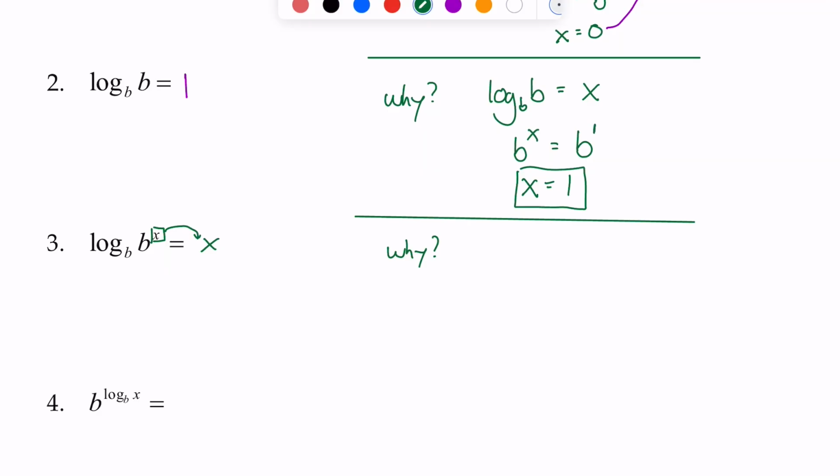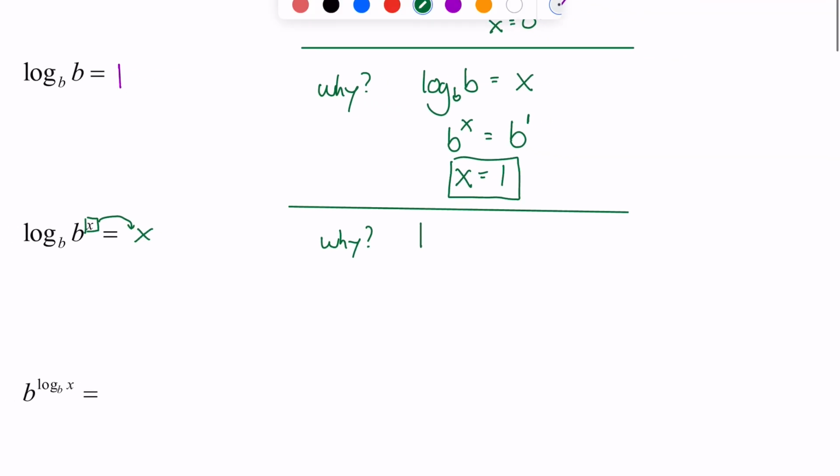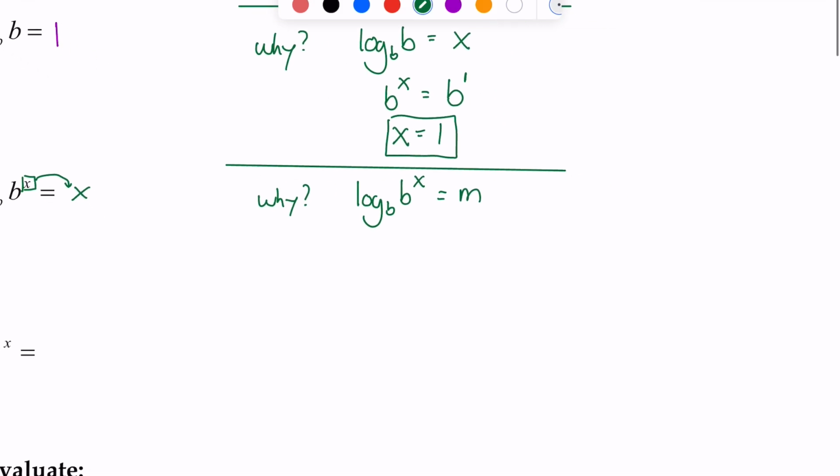Well, let's look. If I write my left side, log b to the x, I have to set it to some unknown. I've already used the variable x, so I'm just going to use m. Now rewrite it as an exponent: b to the power of m is equal to the inside of your logarithm, b to the x. Equate your exponents, and look, you get x.